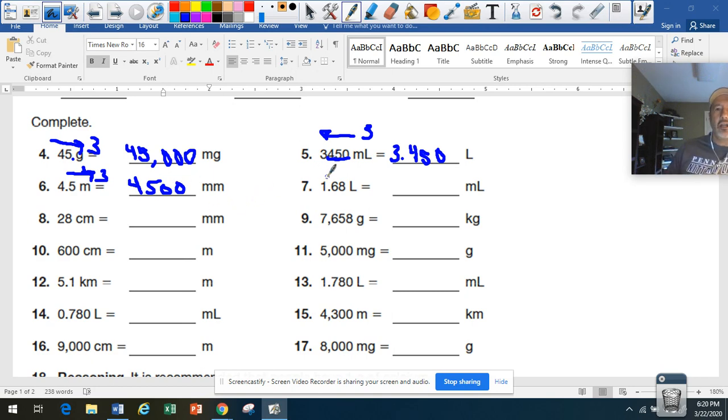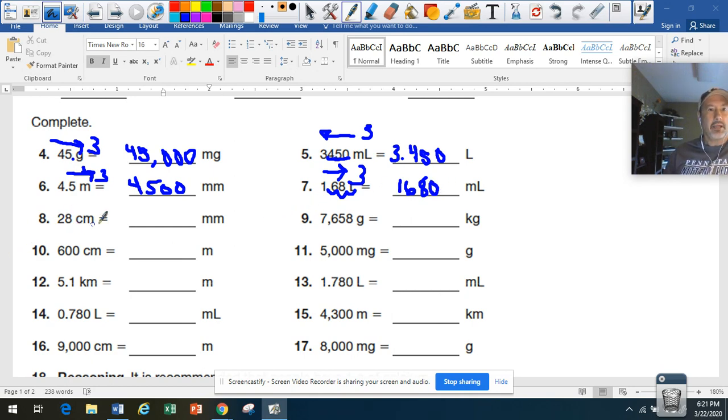Number 7, liters to milliliters. So we're going from big to small. Big to small means go to the right. Going to the right 3 places. Okay, if I go to the right 3 places, 1, 2, 3, we have a blank hole there. So it's 1,680 milliliters.